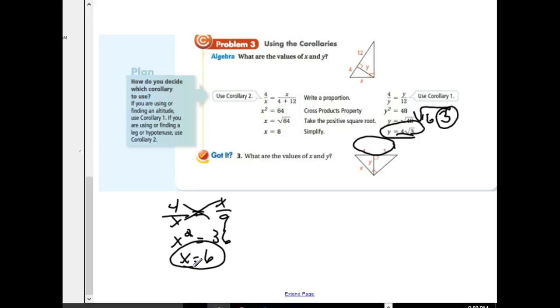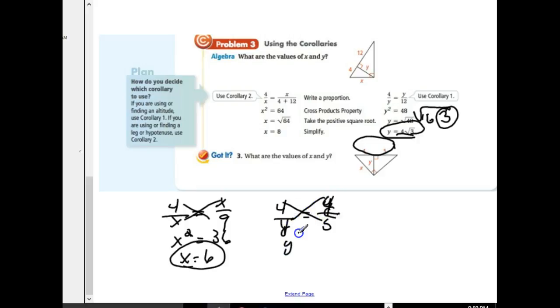Now to solve for the y, notice that the y is an altitude. So we're going to say 4 is to y there, as y is to the other leg, which is 5. Okay, we treat that differently because it is an altitude. The same kind of setup, but different.